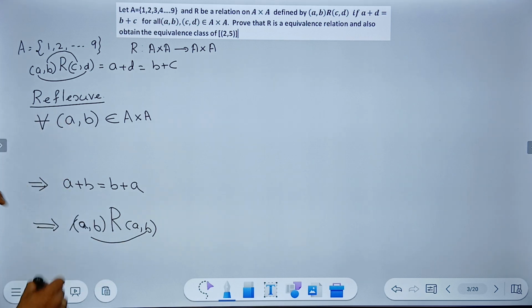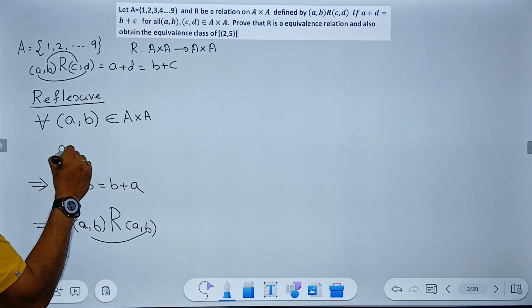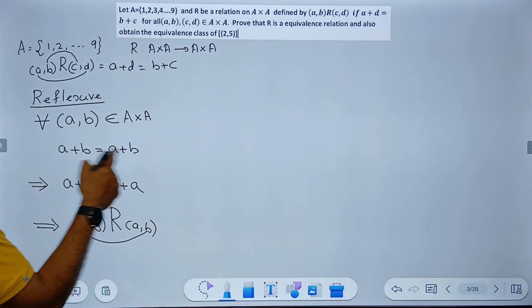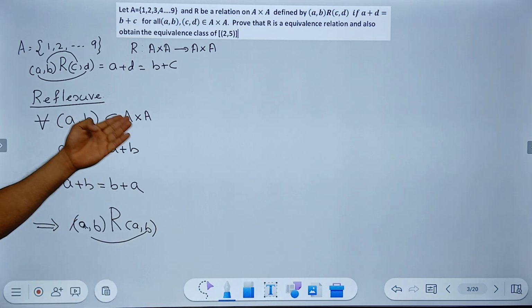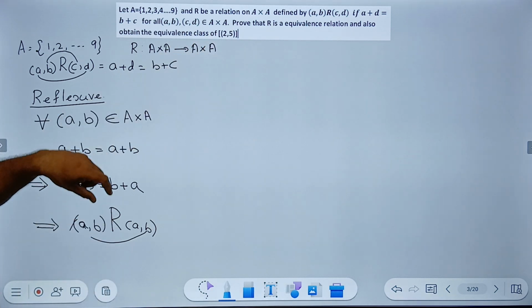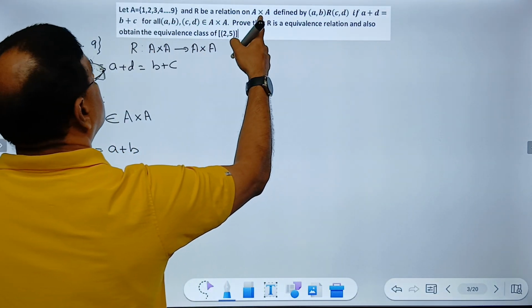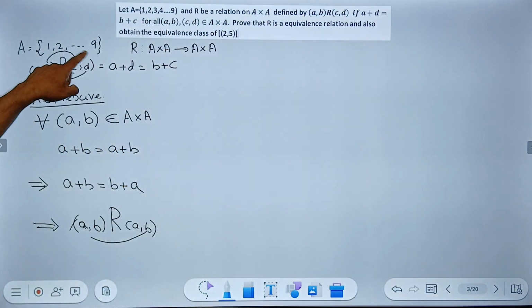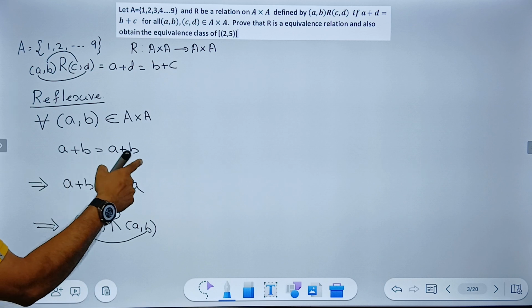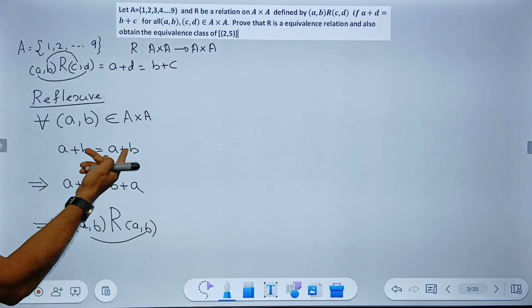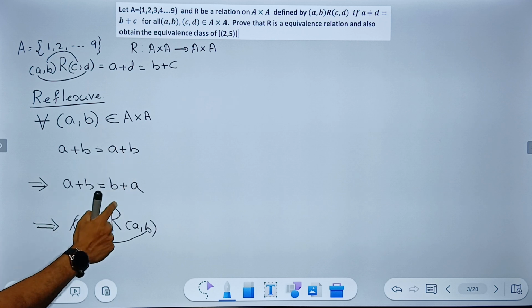So what should be my assumption then? Obviously, A plus B should be equal to A plus B. It is possible because A and B are natural numbers. Relation on A, I think I have not said what A is. A is 1 to 9. So A plus B will be equal to A plus B. But in the set of natural numbers from 1 to 9, addition is commutative, so A plus B is same as B plus A.